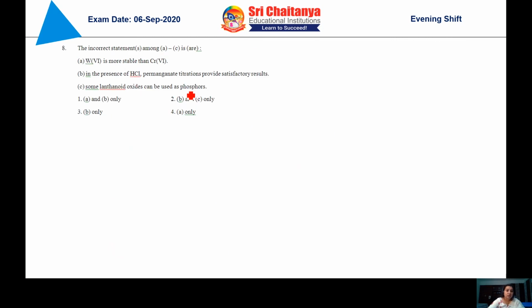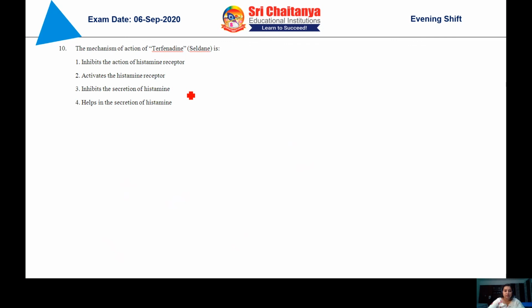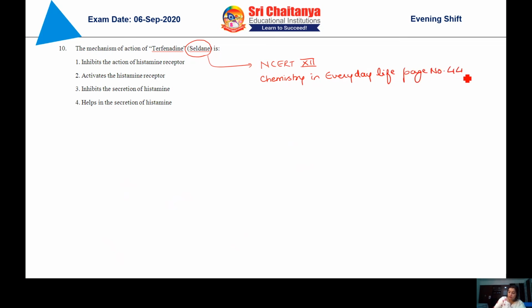Next, our question is number 10. The question says the mechanism of action of terfenadine, which is Seldane. NCERT, you can find this exact thing in the NCERT 12th chapter, Chemistry in Everyday Life, page number 444. You'll find the exact statement that I'll be repeating to you.